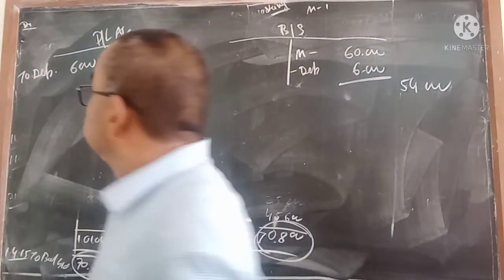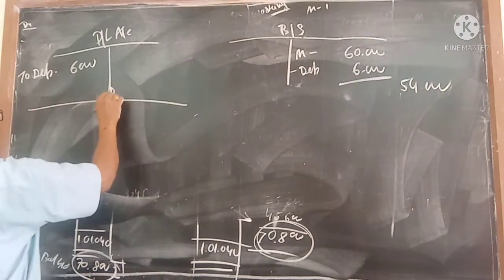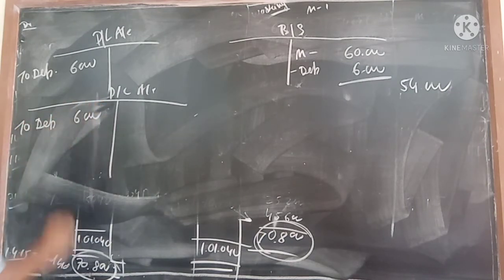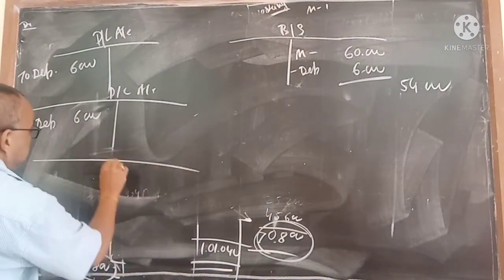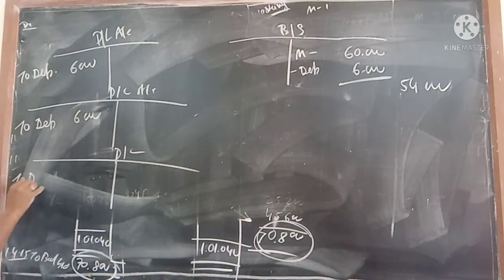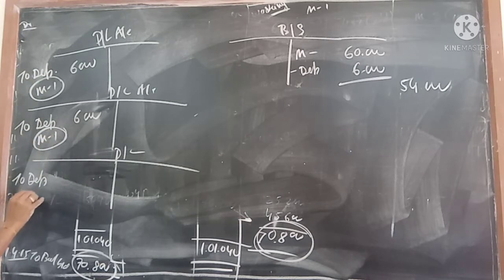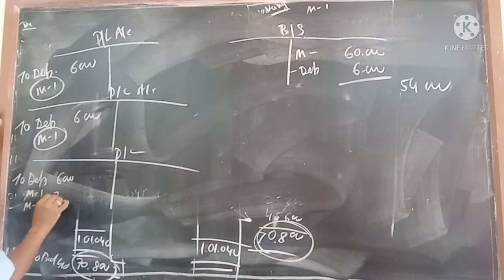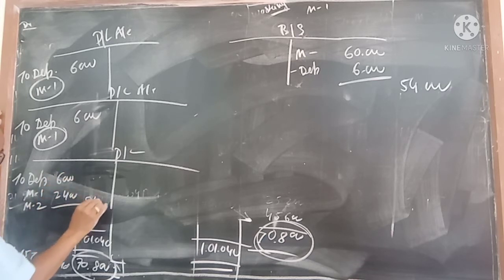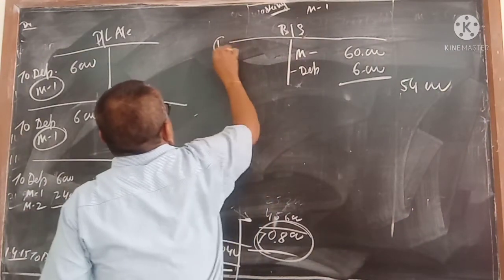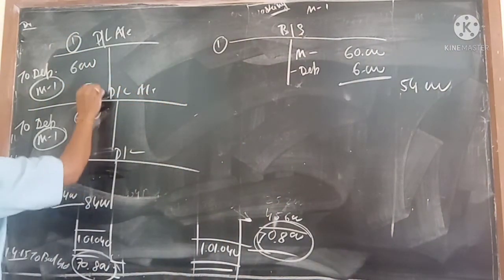Second year, again to depreciation over. Third year, to depreciation. This is all M1 and this is M1 and M2. How much in M1? In M1 it was 6,000. M2's was 2,400, 8,400. Done. This is the first year, this is the second year, this is the third year.